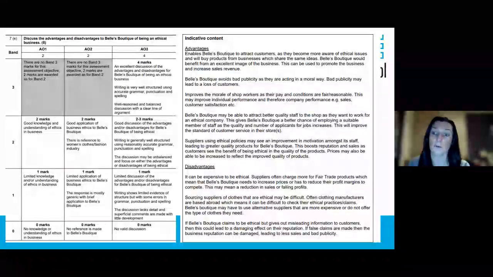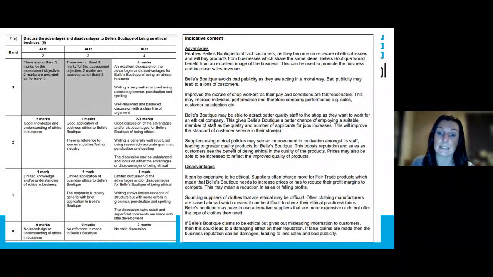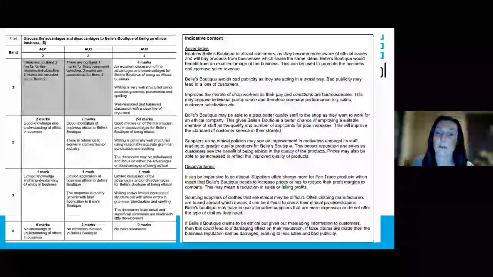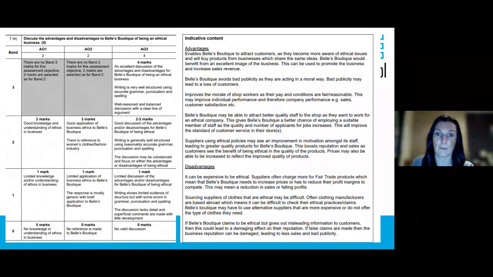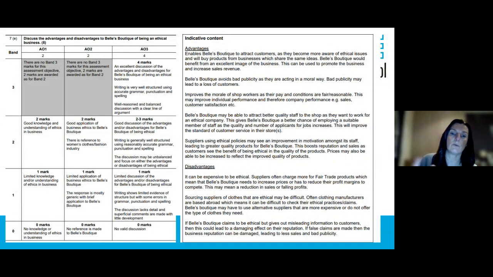Suppliers often charge more for fair trade products, which means Bella Boutiques needs to increase prices or has to reduce their profit margins to compete. This may mean a reduction in sales or falling profits. Okay, so you can see how I've done that.